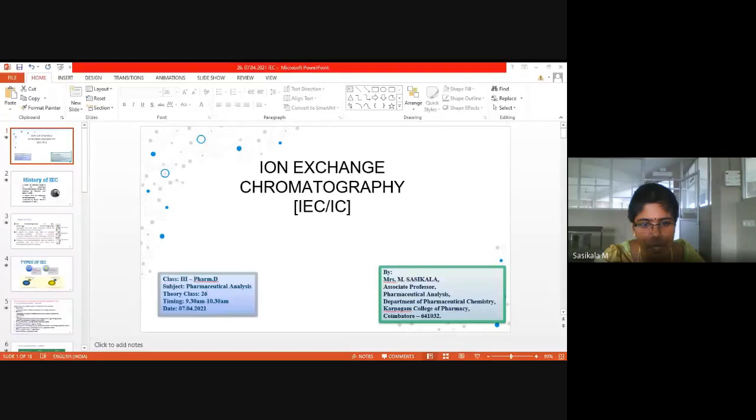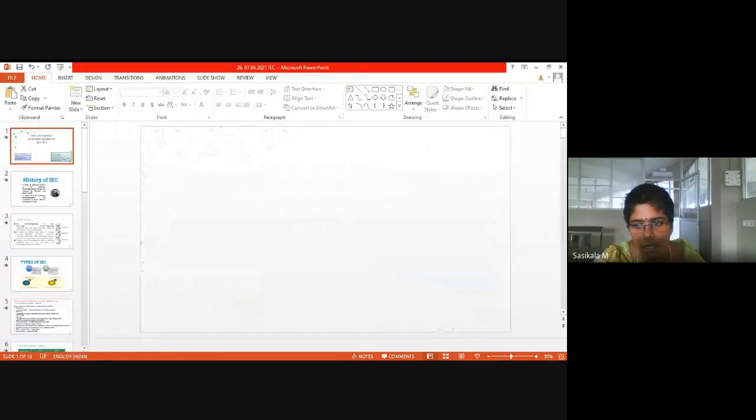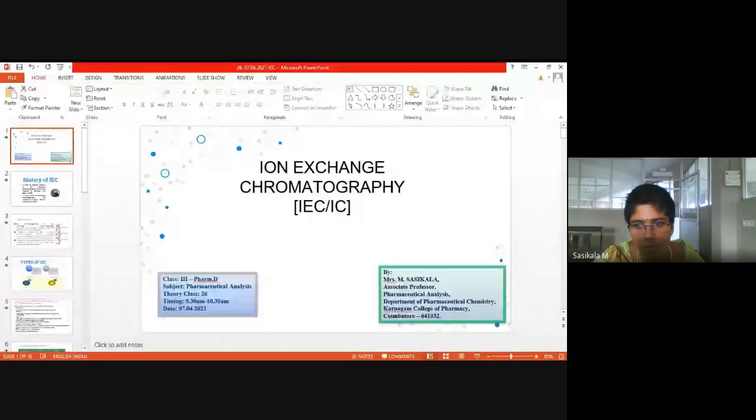Now let's move on to the remaining part of HPLC and ion exchange chromatography. Next title is ion exchange chromatography. Only the detector is left in HPLC, which we will cover along with ion exchange chromatography. So now let's move on to the next topic of chromatography, that is ion exchange chromatography.